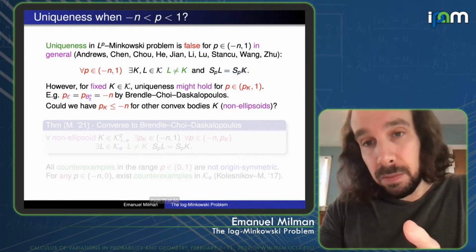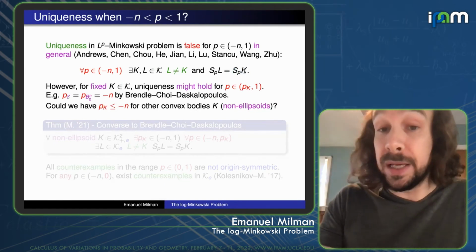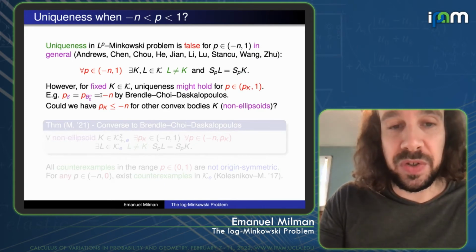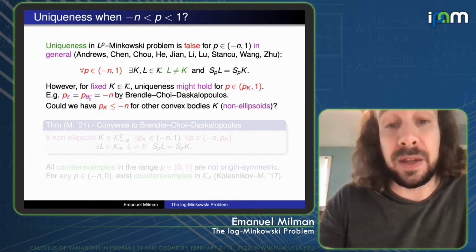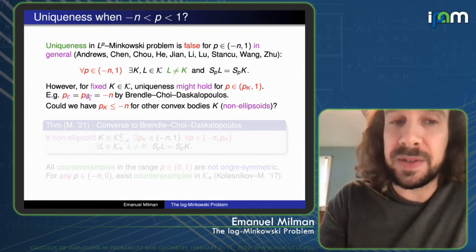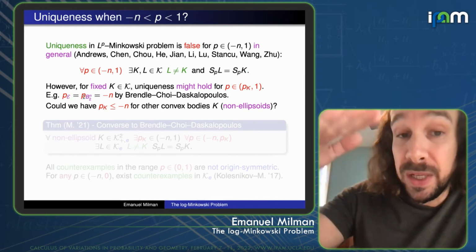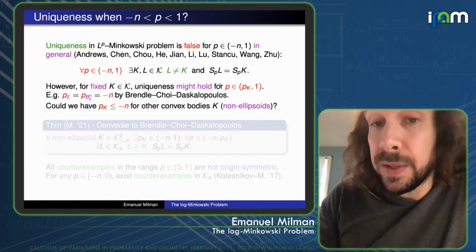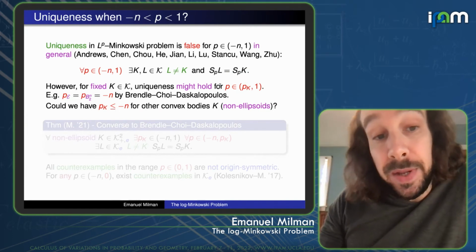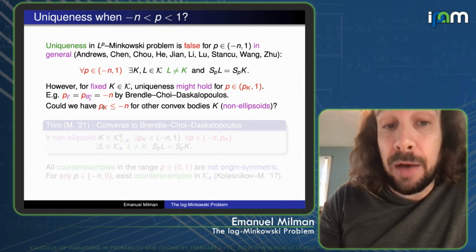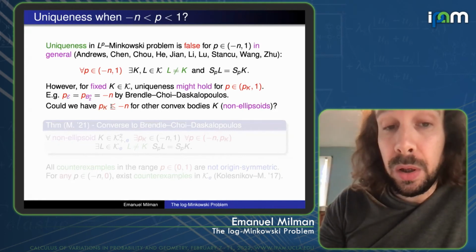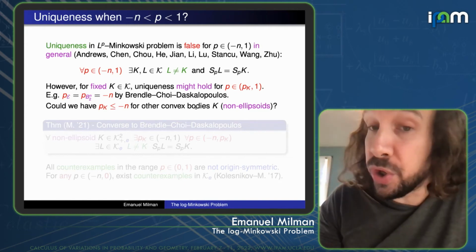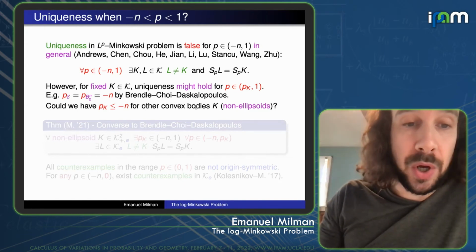However, if you fix one of the bodies, if you fix the right-hand side, certainly uniqueness can hold, right? For p below 1. So, for example, we just saw that the Brendle-Choi-Daskalopoulos theorem tells us that for Euclidean balls, and in fact, you can extend the results to ellipsoids, you can have uniqueness all the way down to minus n. Okay, so this uniqueness question does make sense after all. So the next question would be, well, maybe can you have uniqueness in the entire subcritical regime? In fact, maybe even beyond the subcritical regime for other convex bodies, which are non-ellipsoids? That's a very natural question.